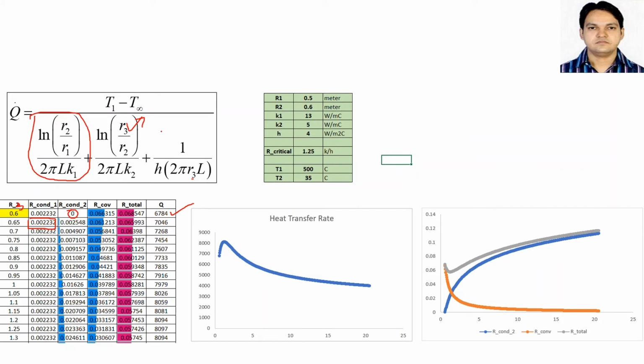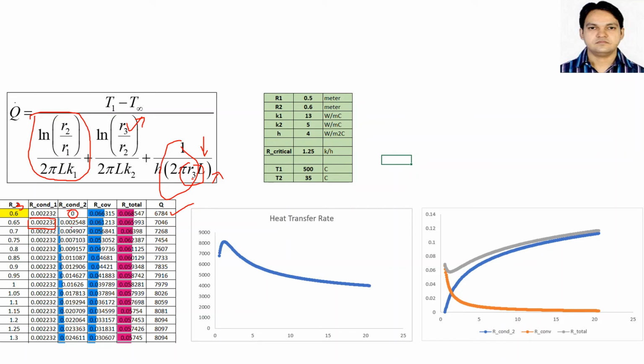But simultaneously, as your R3 increases, your outer surface area is increasing. Because your R3 increases, your area is increasing, and as your area is increasing, your resistance is decreasing. So convection resistance, you can see here, in case of bare system it was 0.066. Now because of insulation, your surface area is increased, and because of surface area increase, your resistance is decreasing.